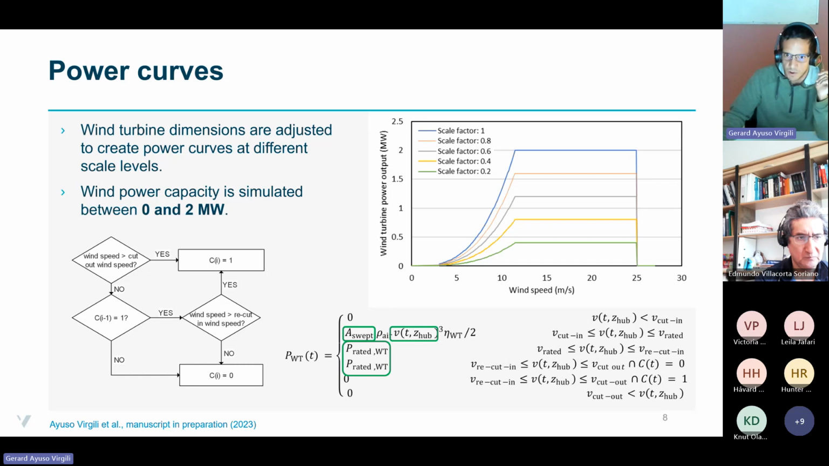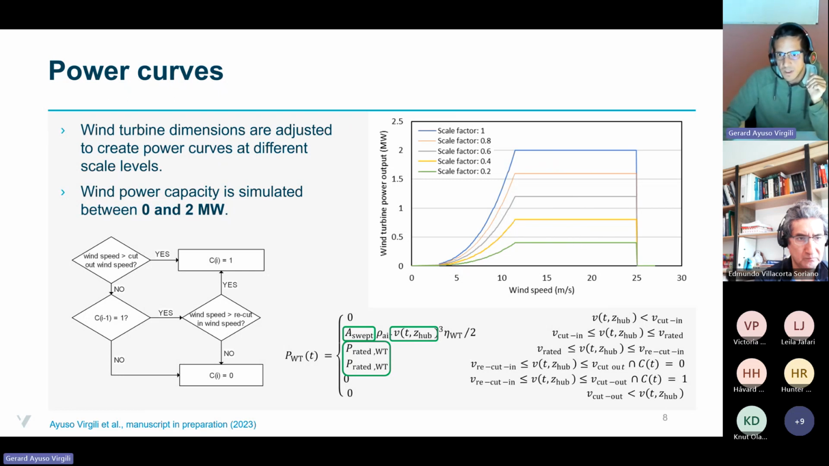And as I mentioned before, since a smaller or less powerful wind turbine is smaller, then we need to adjust the hub height and find out the corresponding wind speed at that hub height. So then we can produce all the other power curves for all the other downscaled wind turbines. And in this case, this would correspond to a 1.6 megawatt turbine. This would be 1.2 megawatt, 0.8, and 0.4.